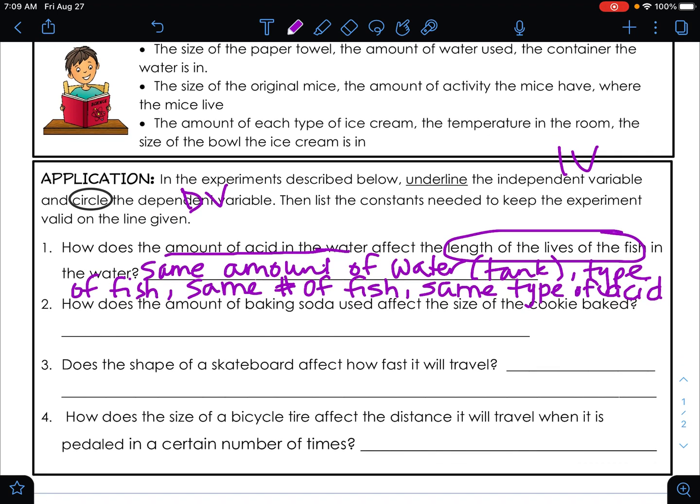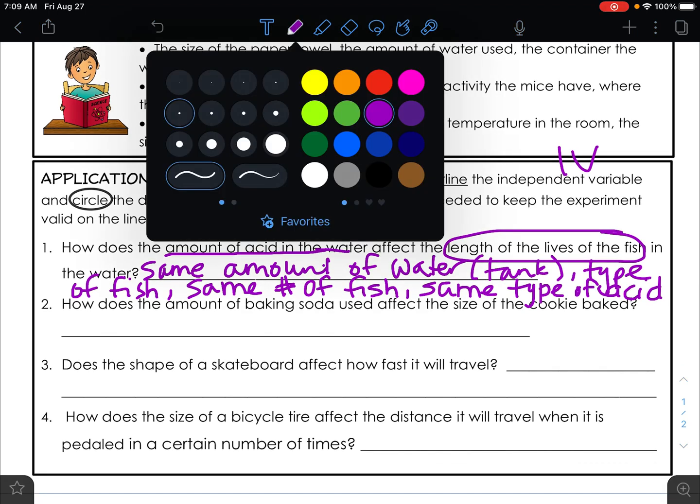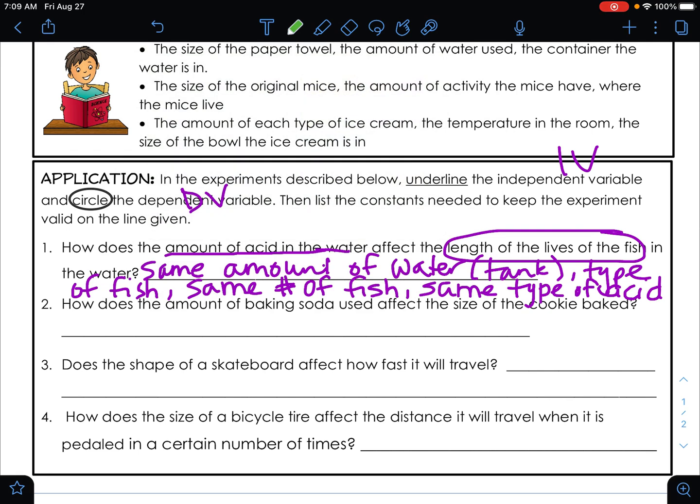All right, so let's take a look at the next one. How does the amount of baking soda, I'm going to change my color here, it's getting a little crowded here. So how does the amount of baking soda used affect the size of the cookie baked? All right, so what are we purposely changing? We're purposely changing the amount of baking soda. And what are we then measuring? It would be the size of the cookie.